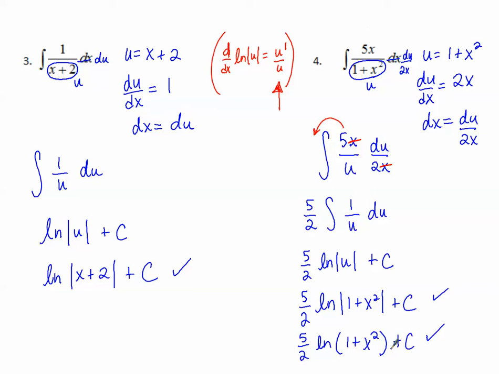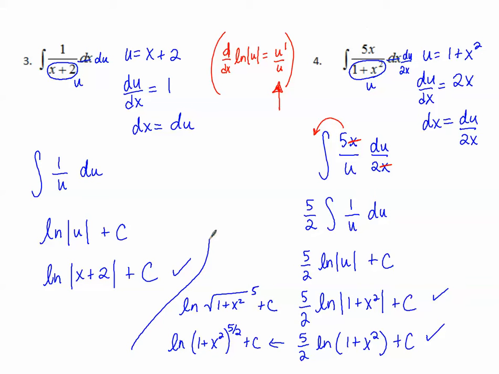Well, what is something else that we could see? 5 halves could be the exponent. So perhaps, and I'm running out of room because there's so many options here, perhaps it could say the natural log of 1 plus x squared to the 5 halves plus c. Perhaps instead of to the 5 halves, they wrote this with the square root, 1 plus x squared, and then to the 5th, plus c. So many options with natural log. Be careful when you're looking at possible choices.